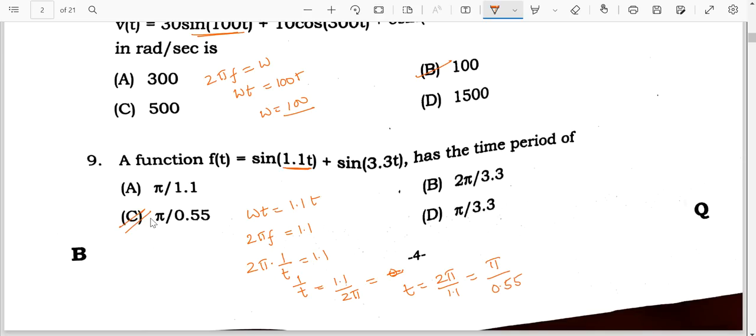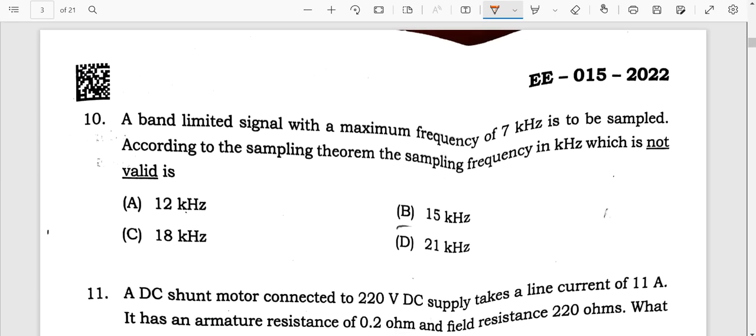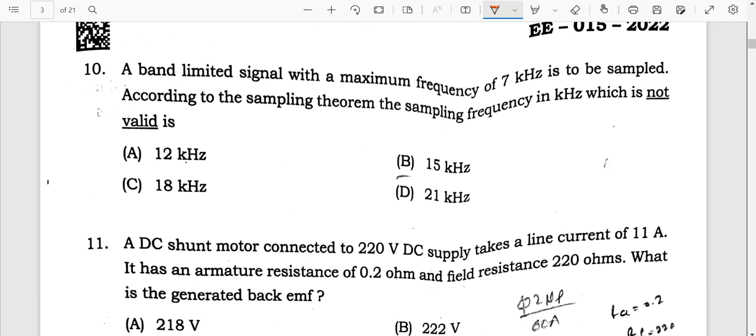Okay, let's move to the next question here. A band limited signal with a maximum frequency of 7 kilohertz is to be sampled. According to the sampling theorem, which sampling frequency in kilohertz is not valid?